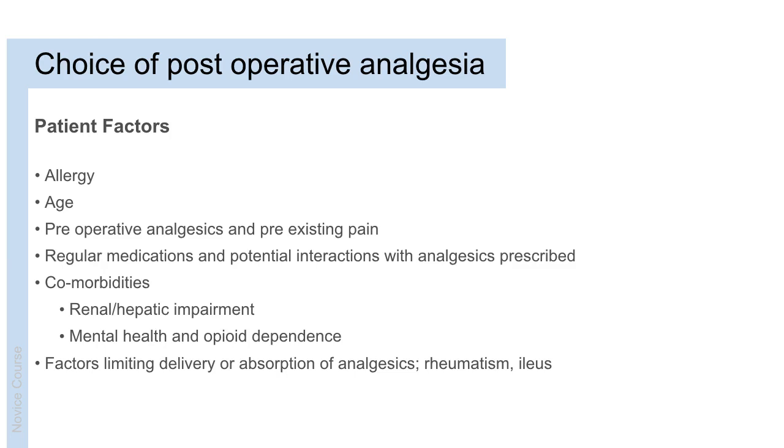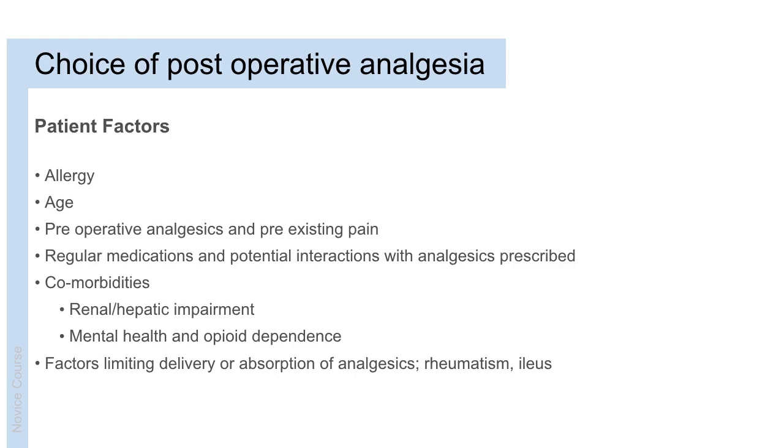A thorough pre-op assessment includes evaluation of the regular medications that patients are taking preoperatively, and this is important when prescribing post-operative analgesia so that we can be aware of any potential interactions that might occur. Patient comorbidities may significantly alter the pharmacokinetics of drugs prescribed, particularly renal and hepatic impairment, which can affect the metabolism and excretion of many of the commonly prescribed analgesics.